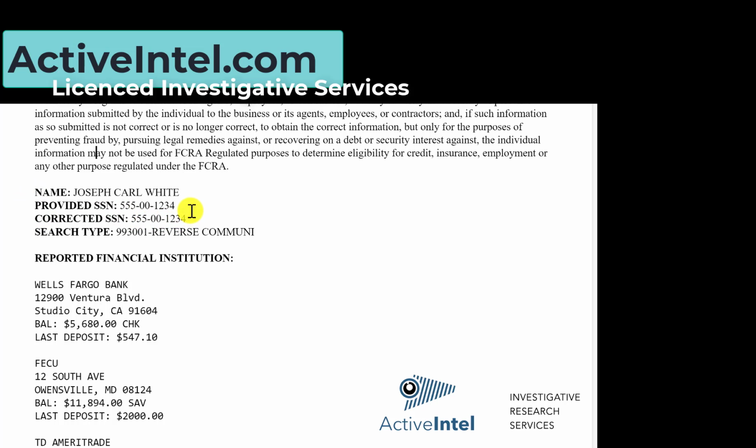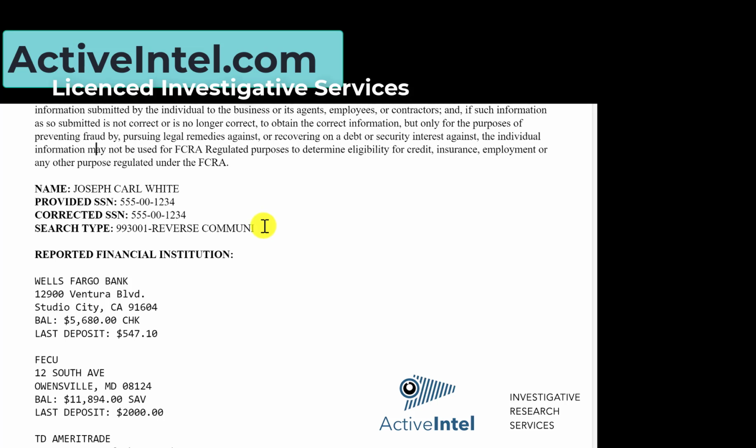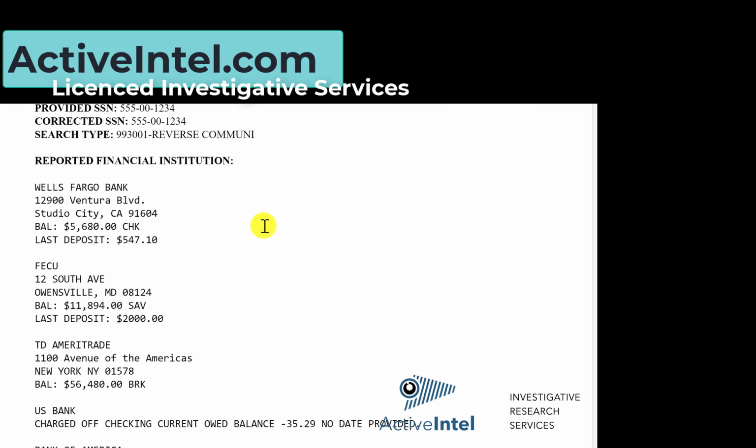It'll have the social security number that was provided to do the search. It'll also have a corrected social security number if the SWIFT Interdata adjusted it for an error or for an updated number. The search type is a 993001 reverse search. That's the code for a bank account search. And then after the search parameters, the search scope, it'll give you the reported financial institution records.